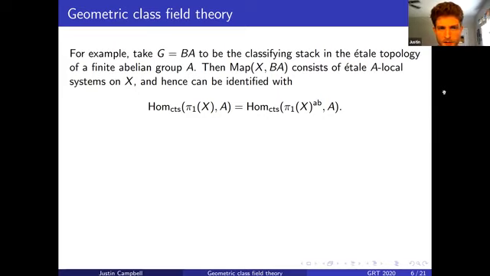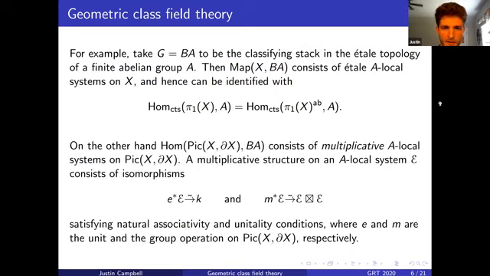So I can take my target stack to be the classifying stack of a finite abelian group in the topology, say. So maps from X into this classifying stack will consist of étale A local systems, meaning A torsors, which are étale locally trivial. And of course, that can be identified with continuous homomorphisms from the étale fundamental group of X into A. Or, of course, I can replace the étale fundamental group with the abelianization.